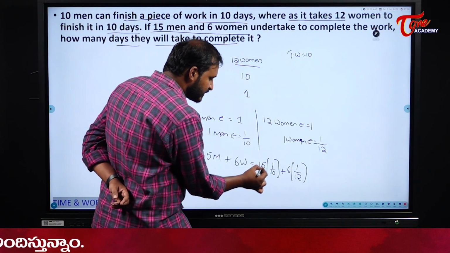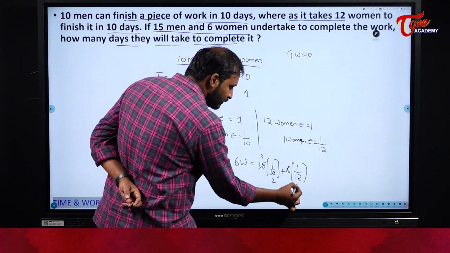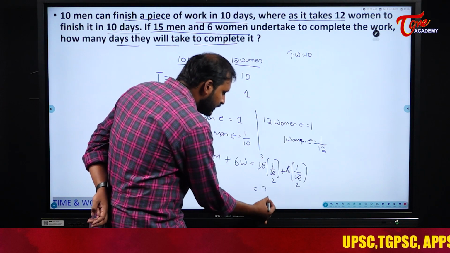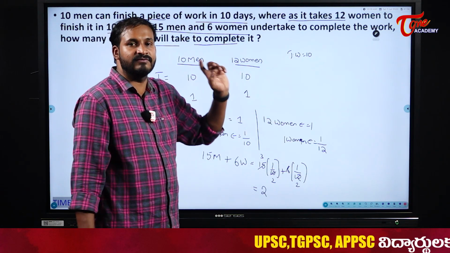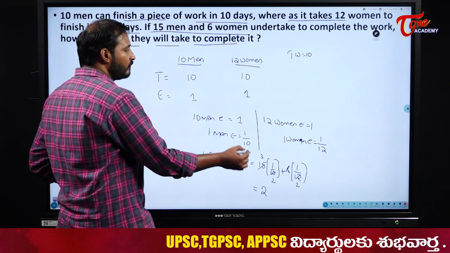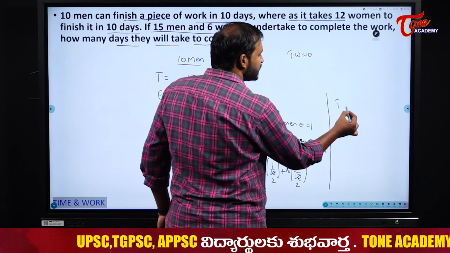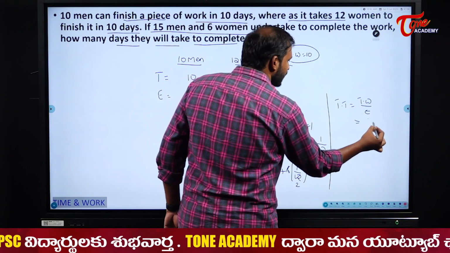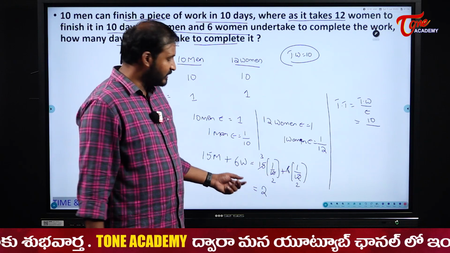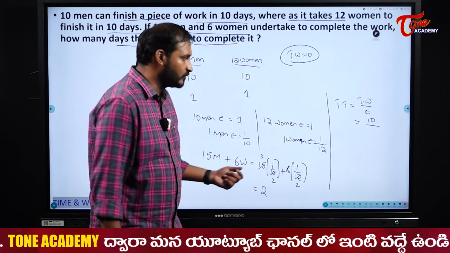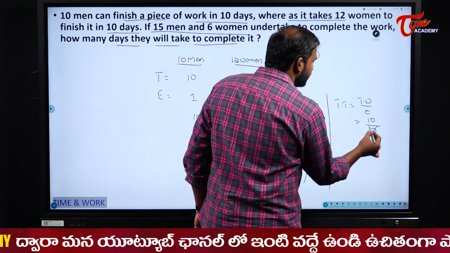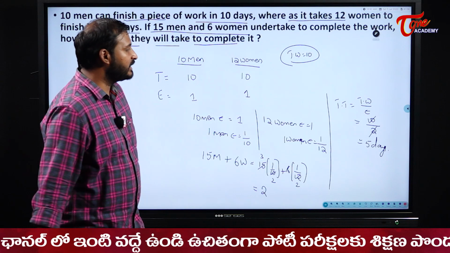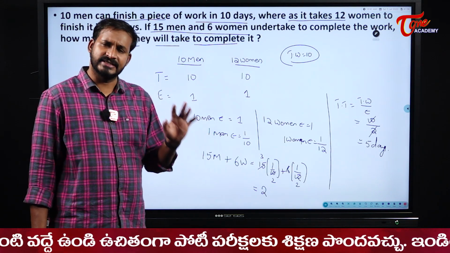So what happens to this now? See here, students, 3 by 2 plus 1 by 2, what does it become? 2. That means with 2 efficiency, they can finish 10 work in how many days? Time taken is equal to total work by efficiency. Total work is 10, and the combined efficiency of 15 men and 6 women is 2. So 10 by 2, which becomes 5 days. That means 15 men and 6 women can finish the work in 5 days.